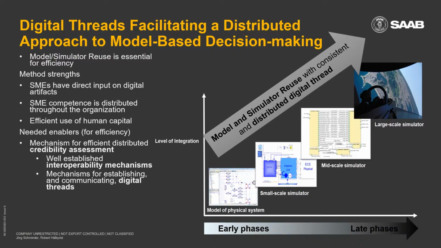As I mentioned, we do need mechanisms for efficient distributed credibility assessment, meaning credibility assessment as an umbrella term. To realize this, we need to use well-established interoperability mechanisms, standards such as Modelica, FMI, and SSP, which I will talk about in a little bit. And we need to have mechanisms to establish and communicate digital threads. As these large-scale simulators are products, we need to be able to declare them as test-worthy.